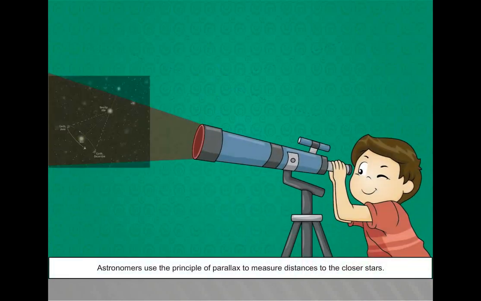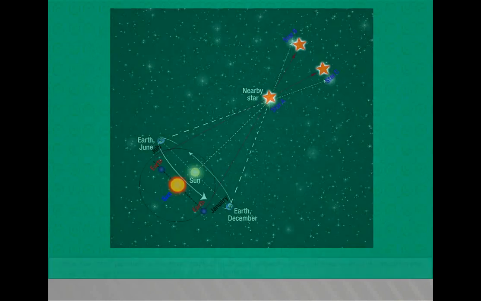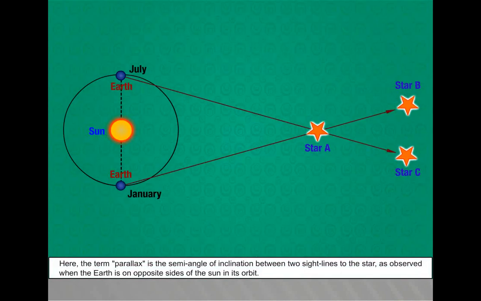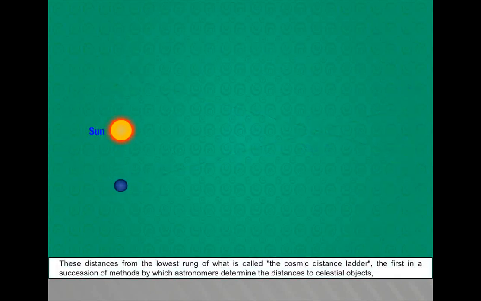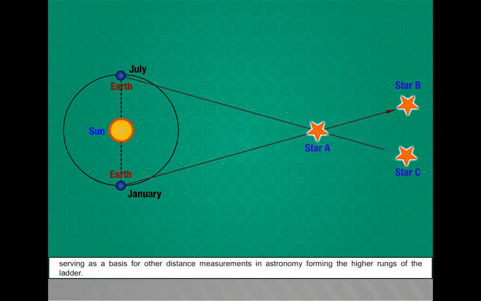Astronomers use the principle of parallax to measure distances to the closest stars. Here the term parallax is a semi-angle of inclination between 2 sight lines to the star, as observed when the Earth is on opposite sides of the Sun in its orbit. These distances form the lowest rung of what is called the cosmic distance ladder, the first in a succession of methods by which astronomers determine the distances to celestial objects, serving as a basis for other distance measurements in astronomy, forming the higher rungs of the ladder.